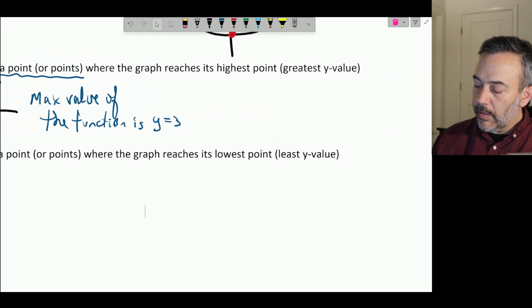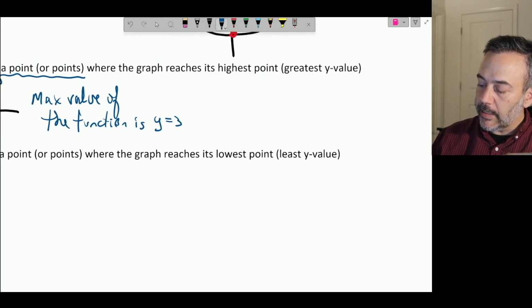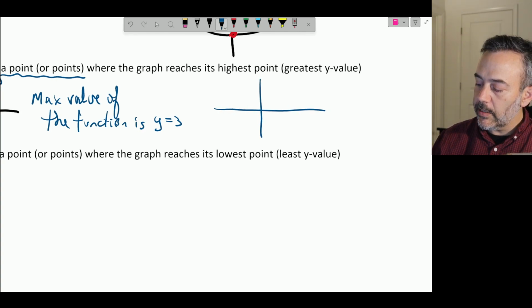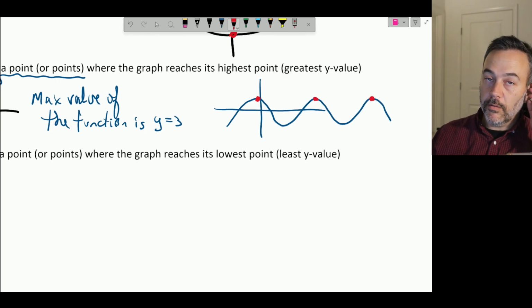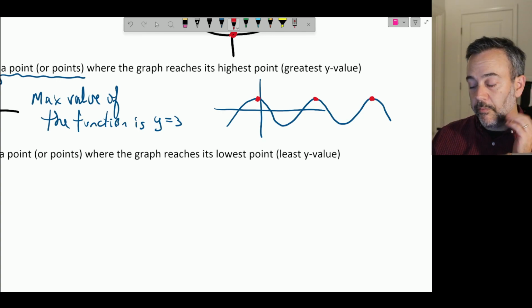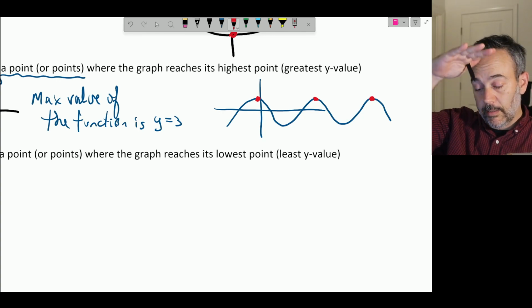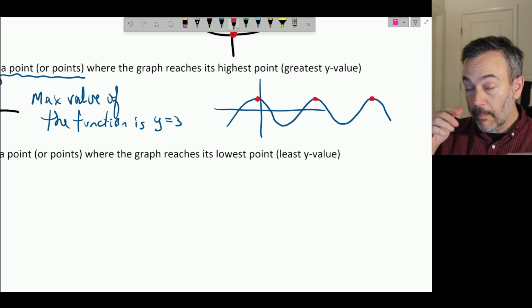Okay, there are some functions, we'll see this in the spring, there are some functions that reach their maximum value over and over and over again. We're going to see this when we study trig. This function reaches the same max value over and over again. So it may reach its absolute max, its maximum point, many times.